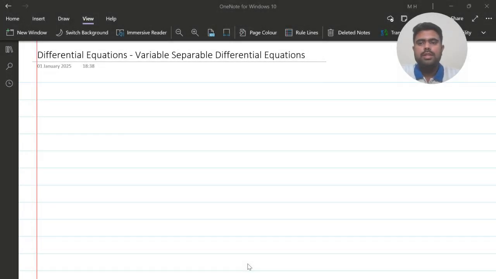Hello everyone. In this lecture, we will see how to solve a first order first degree differential equation. To start with, we have three types of differential equations that we learn to solve. The first one is variable separable differential equations. Second one is the homogeneous differential equations. And third one is the linear differential equations. So let us begin with the variable separable differential equations in this lecture.